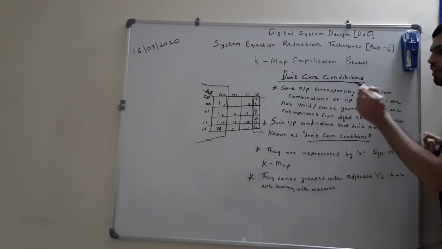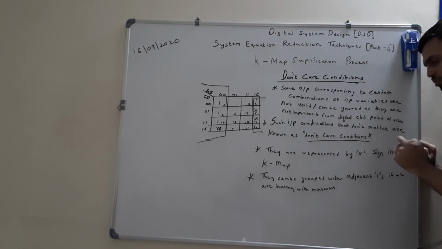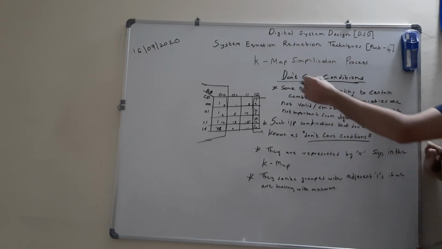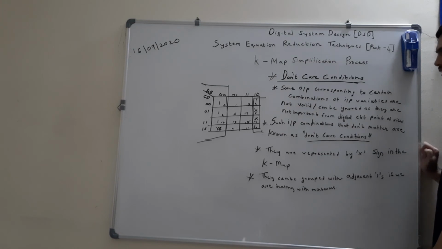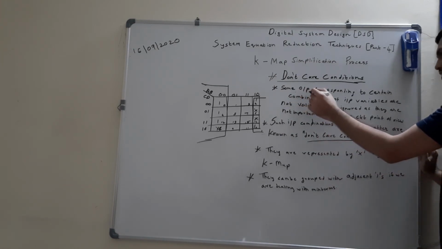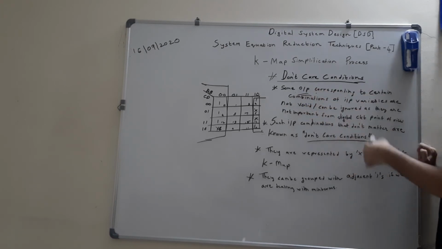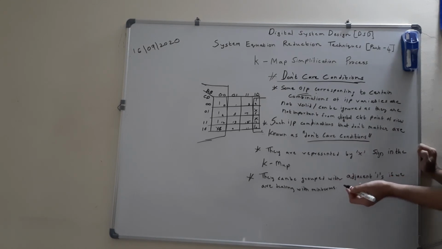So now we learned what are the various ways of grouping and what are the various rules of grouping and what is its utility in using this type of grouping for system equation simplification. Now another important concept related to K-map is don't care condition. Now what are these don't care conditions? Don't care conditions are some set of outputs corresponding to certain input combinations which we do not require while we are analyzing a digital circuit.